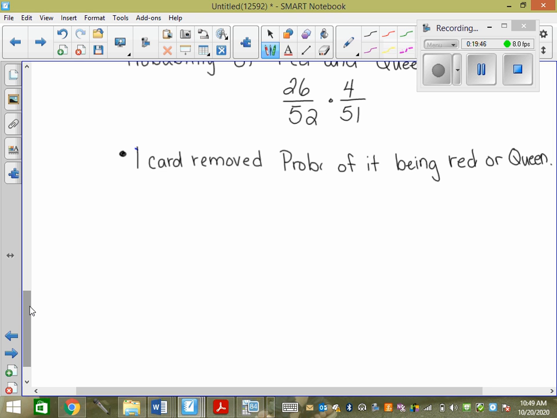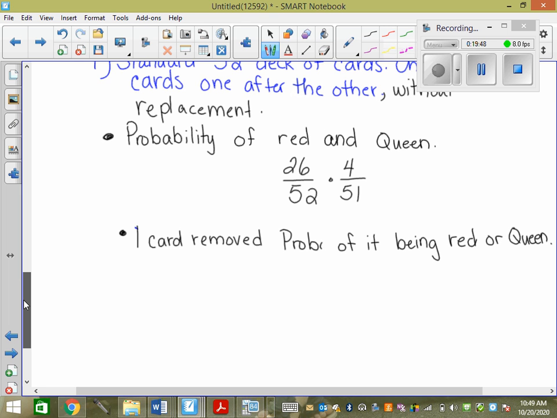Right. It's not mutually exclusive because there's overlap. So on Thursday, we have to look for the word and. When it says and, we have to decide if it's independent or dependent based on if we're replacing it or not. Okay? Or one card can happen, and I ask you for or. So it's red or queen, which means mutually exclusive or not. And if there's red queens, which there are, there's two, it's not mutually exclusive.